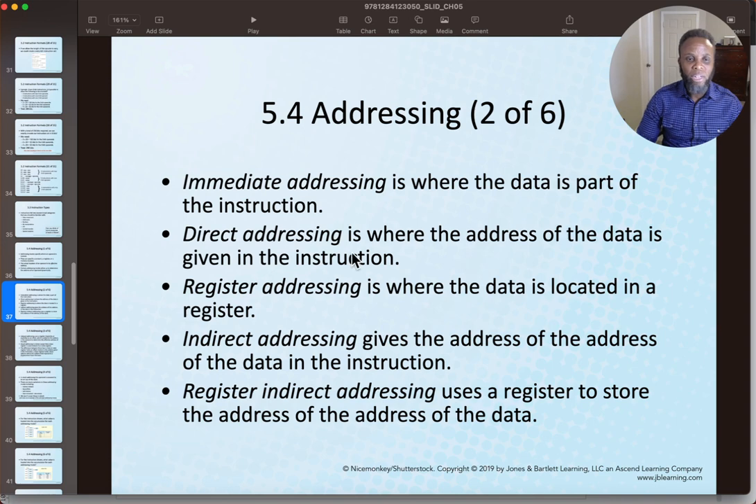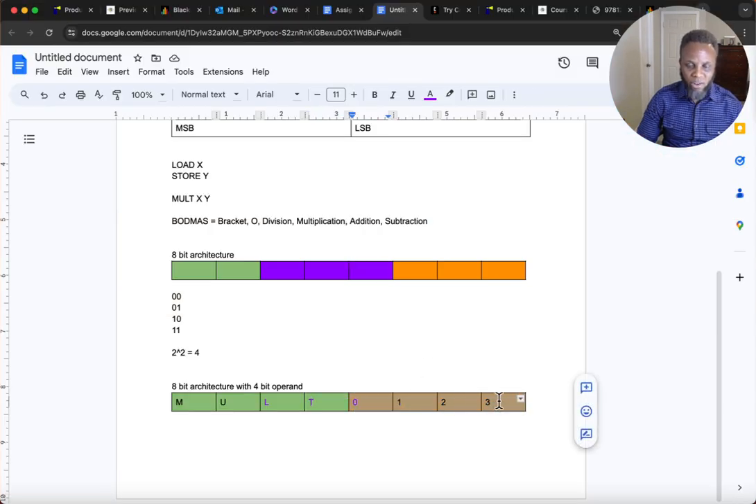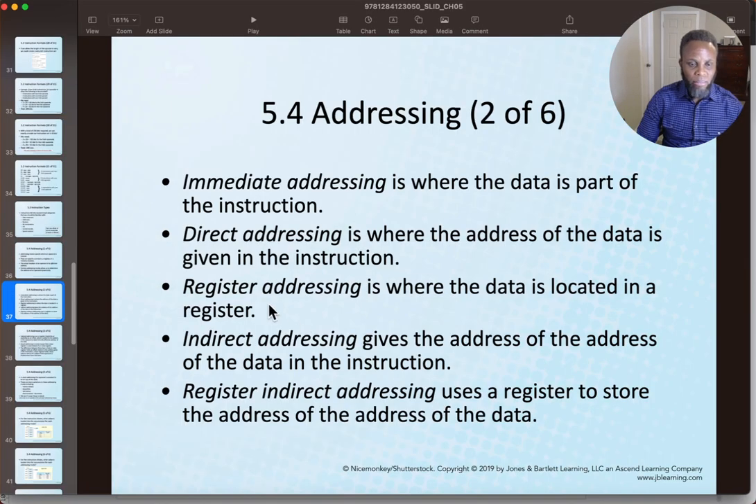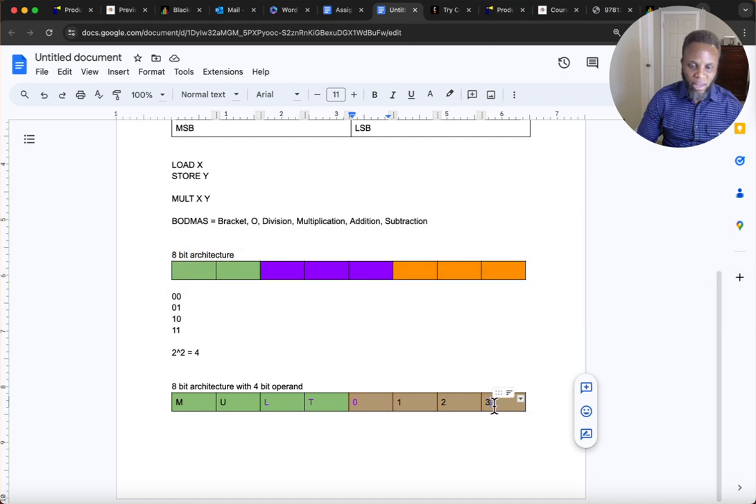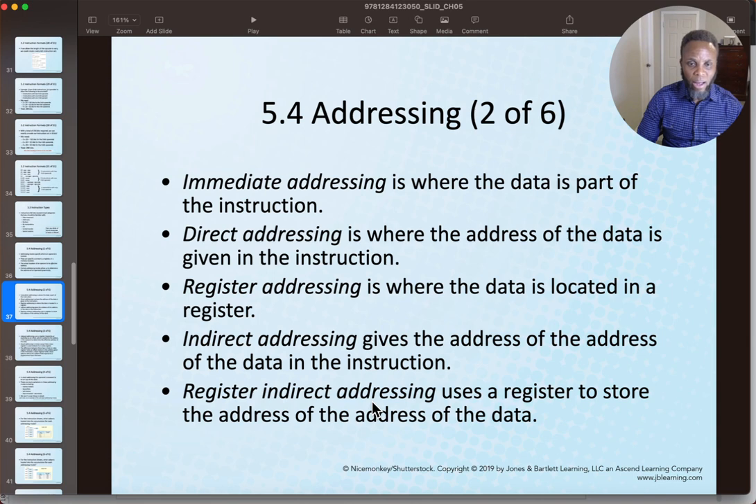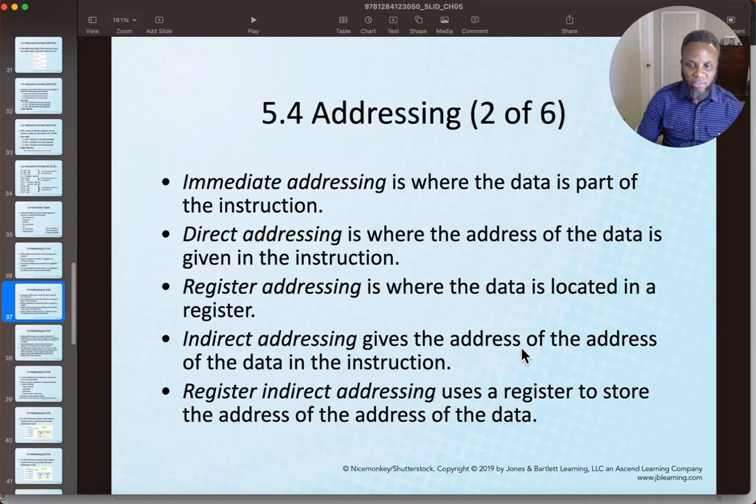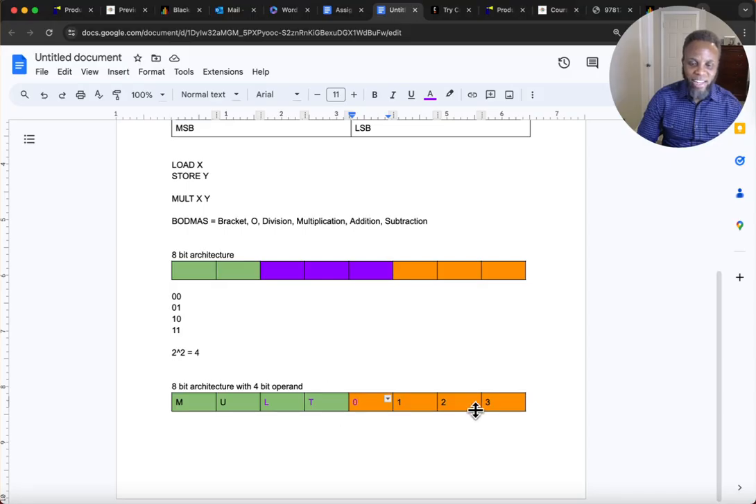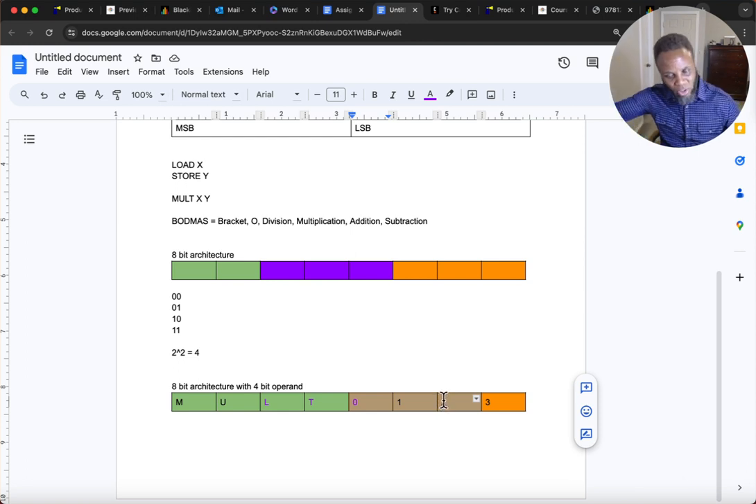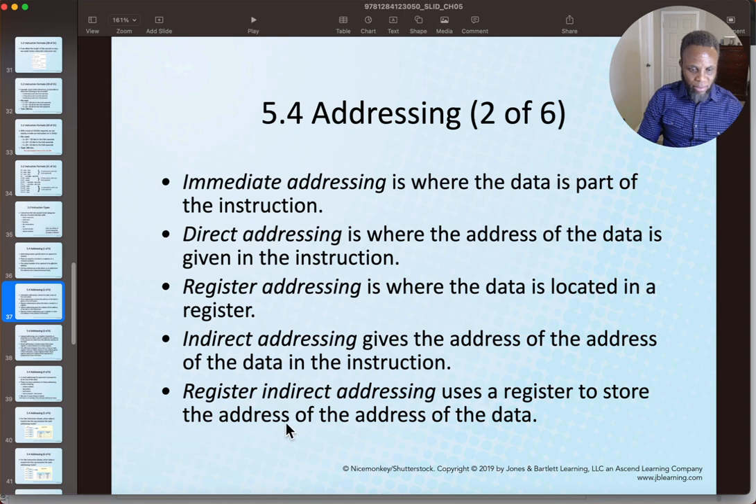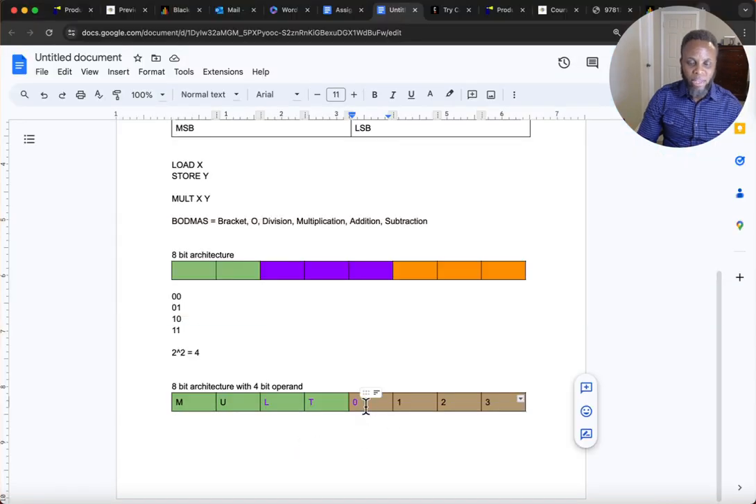Direct addressing is where the address of the data is given in the instruction. So this is not the data, this is the address of the data. In register addressing, this is the address of the register. In indirect addressing, it gives the address of the address, so this is not the address of the data itself but the address of where the address of the data is. Register indirect uses a register to store the address. So this is the address of a register; we go to that register and find the address of the data.